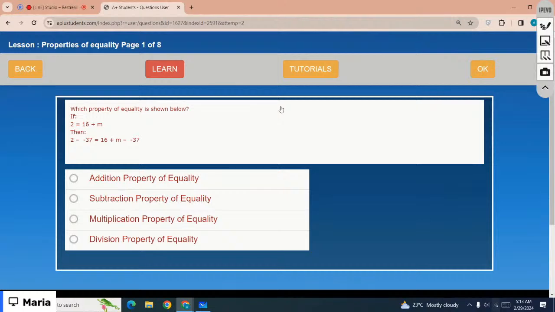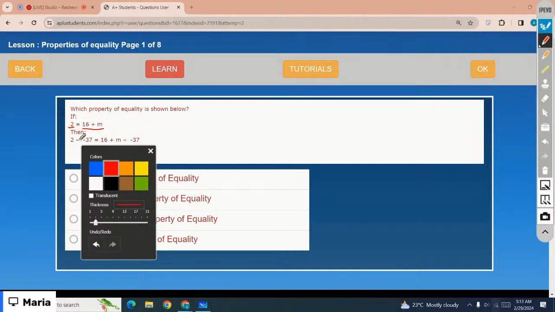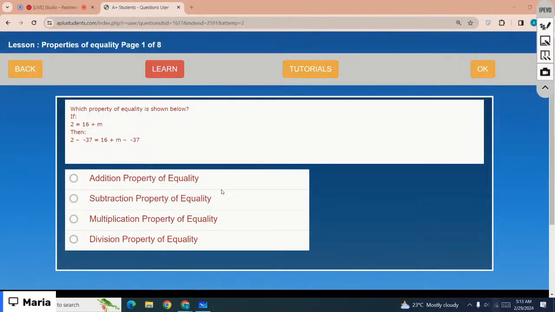So you can see here, you are already given 2 and 16 plus m. Now the next new thing is subtracting negative 37 on both sides, right? That means that is the subtraction property of equality. If you subtract the same number on both sides, the equation is balanced. Got it? Option number 2 is the correct option.